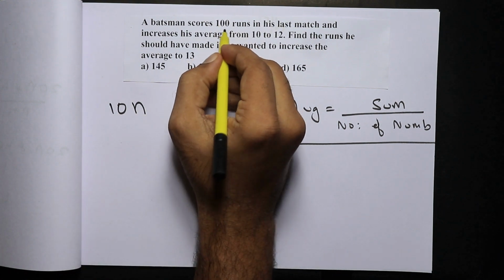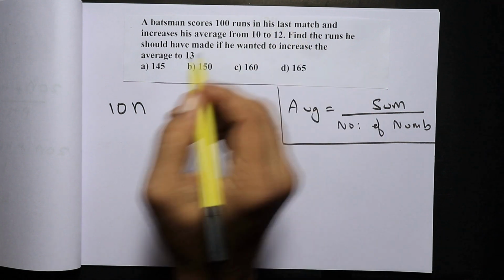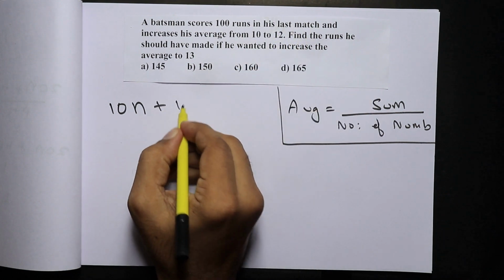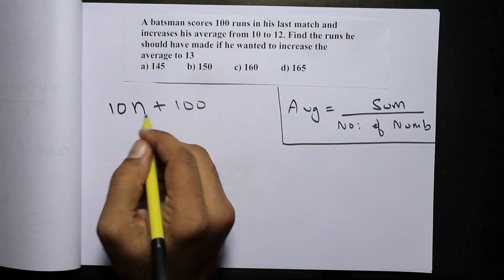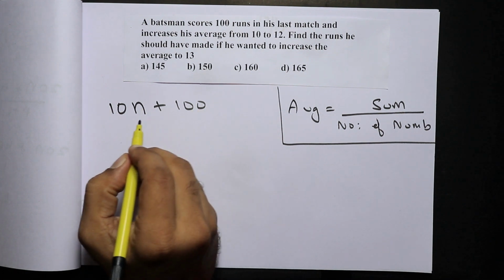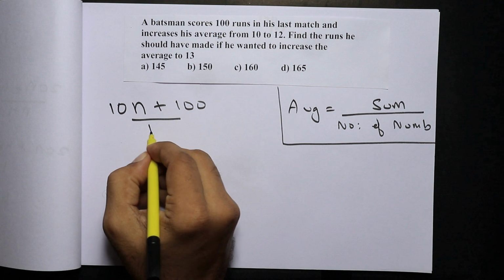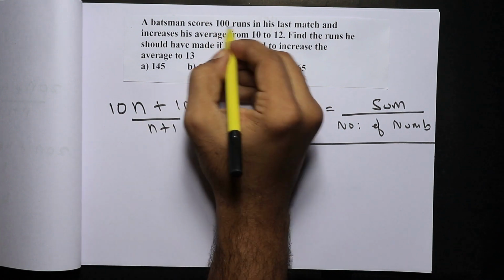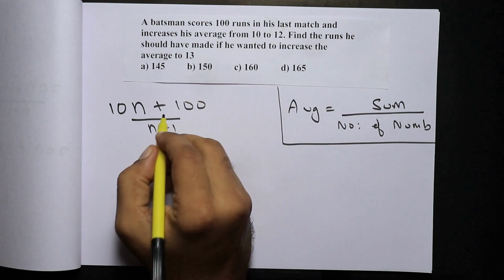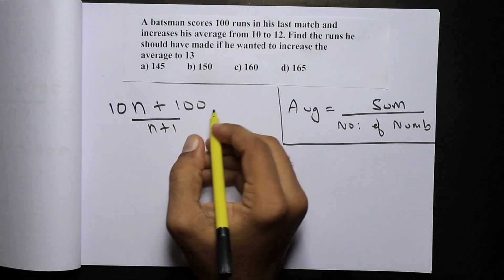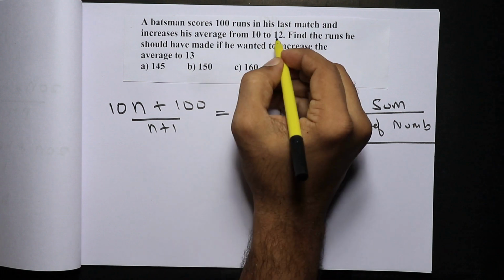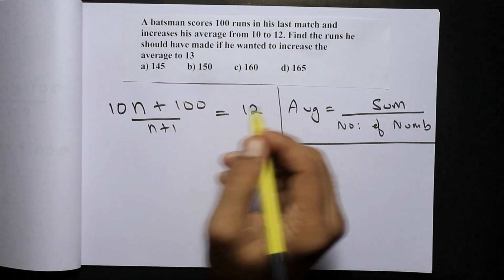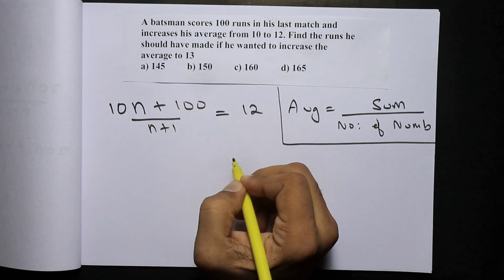And he made 100 runs in his last match. So in his next match, he has made 100 runs. So this is total runs that he has made, divided by number of matches, which is now n plus 1. Initially n matches and then 100 in his last match. So total n plus 1 matches. And this average now has increased to 12. Earlier it was 10, now it has become 12.